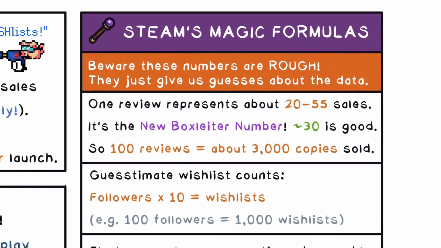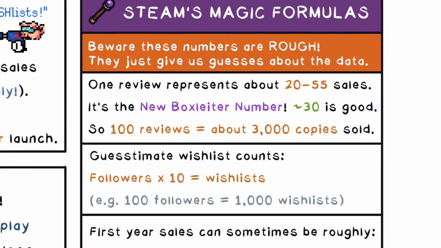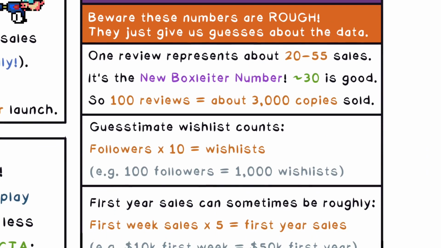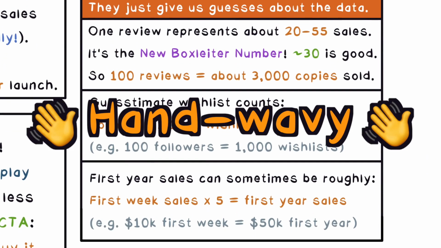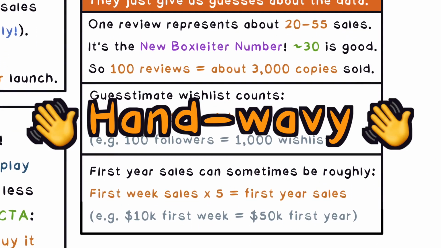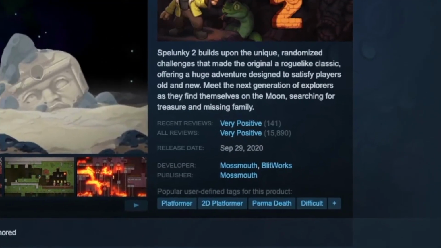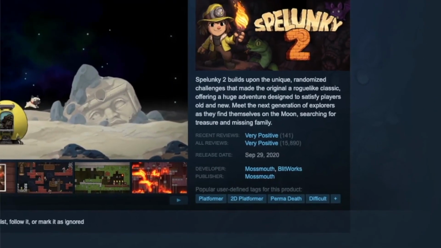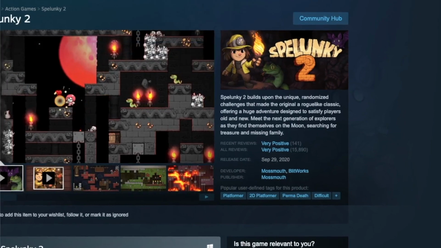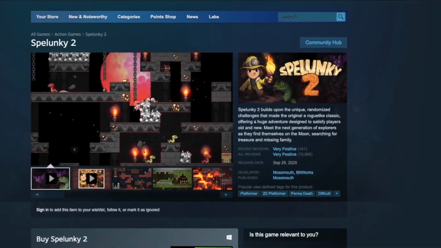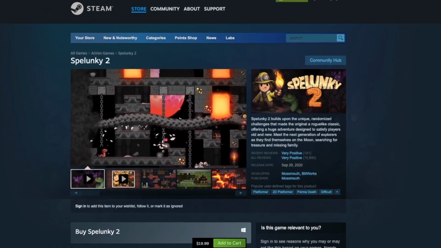Now for Steam's magic formulas, and beware, these numbers are rough. They are not meant to be perfect calculations, but instead hand-wavy approximations to help guide us. Steam shows the number of reviews on all game pages, but the number of sales is hidden. We might want to know a game's sales numbers for research reasons, so we can guesstimate the number of sales from the number of reviews.